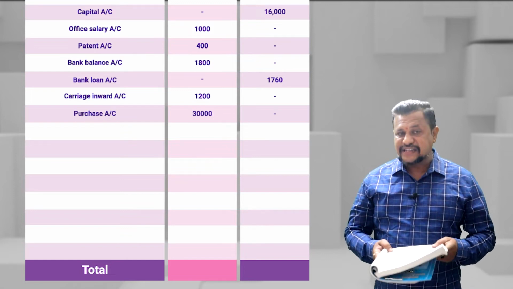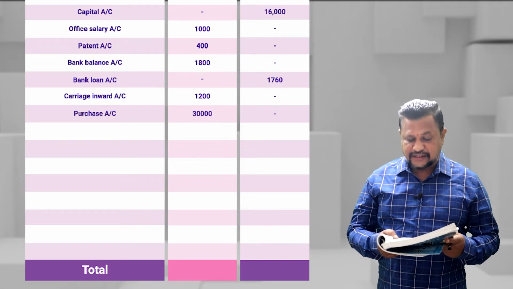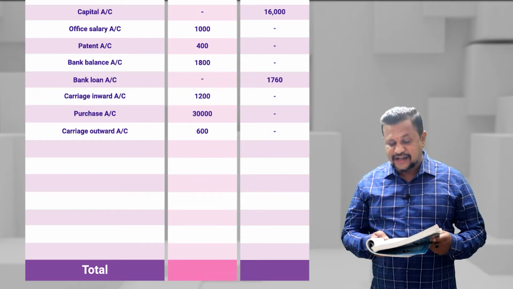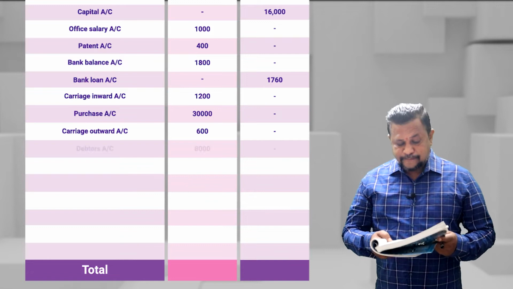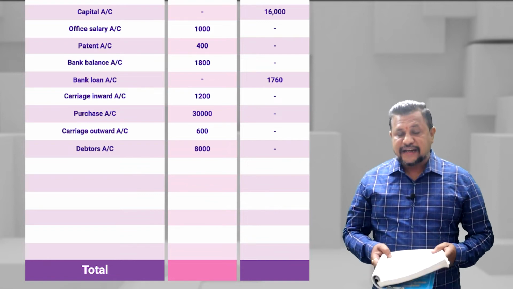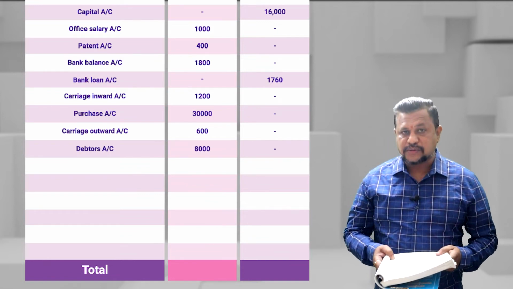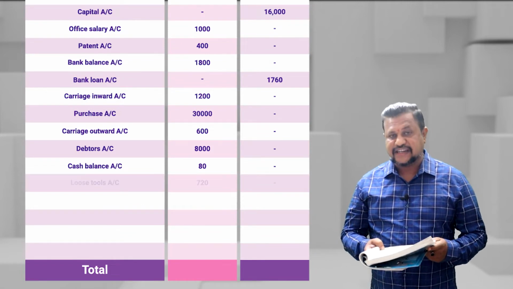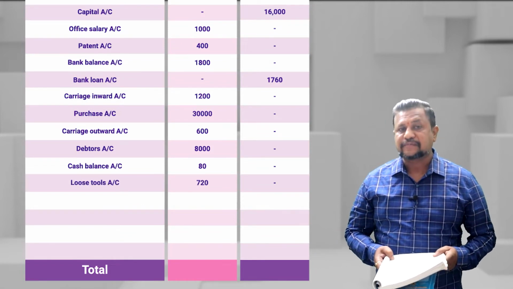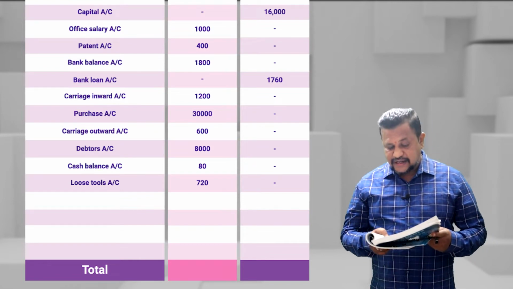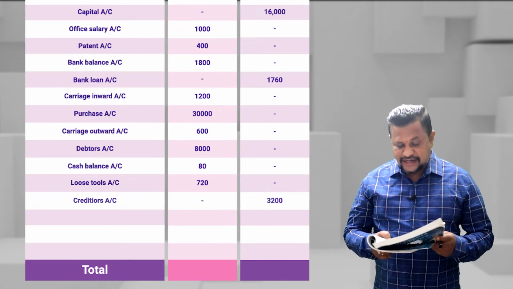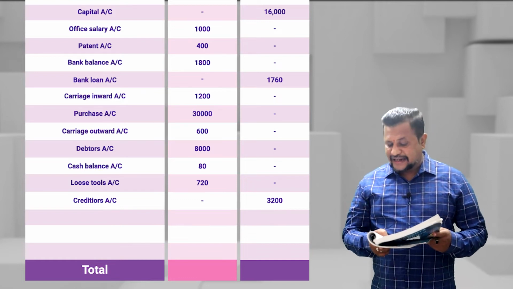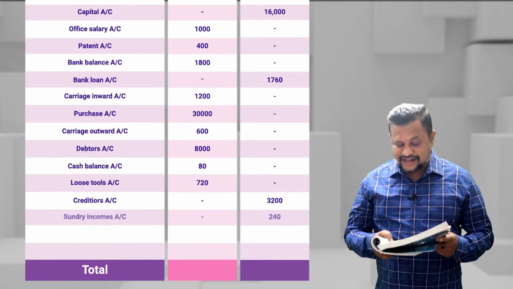Purchases, again it is an expense, debit side 30,000. Carriage outward, again it is an expense, debit side 600. Debtors, current asset, debit side 8,000. Cash balance, current asset, debit side 80. Loose tools, they are assets, guys, debit side 720. Creditors, liabilities, credit side 3200.